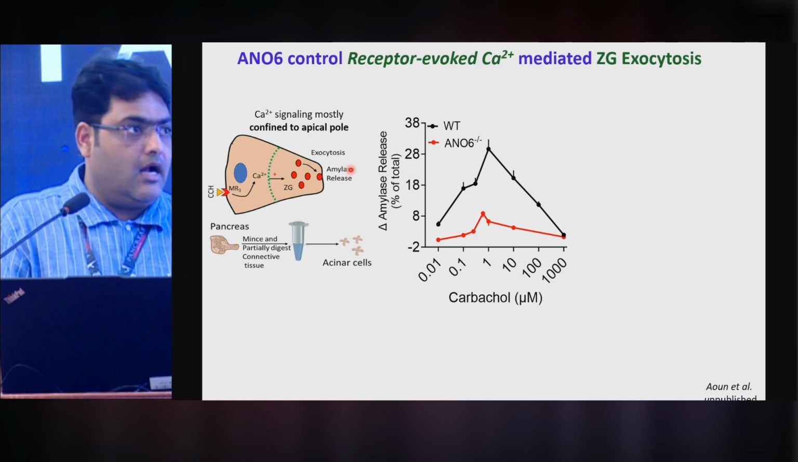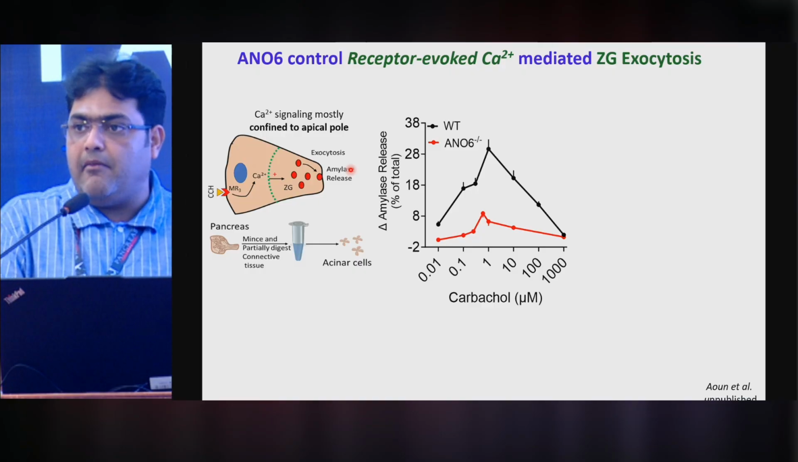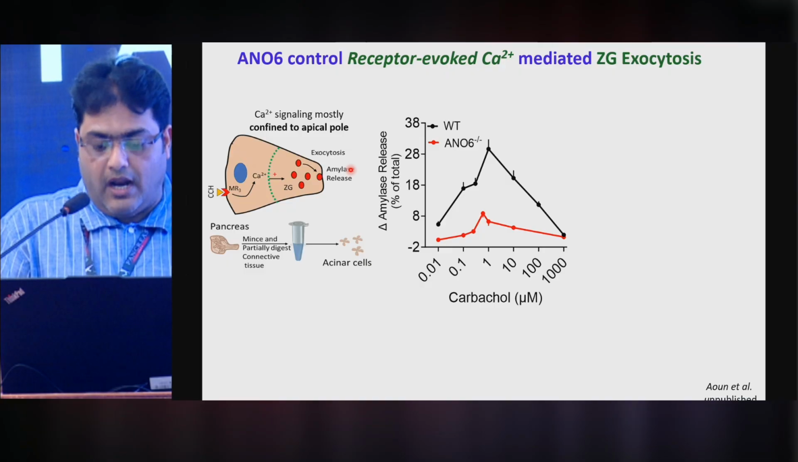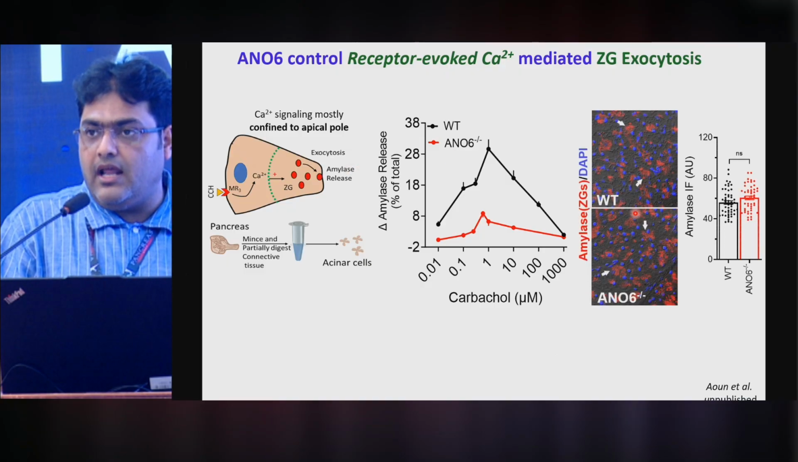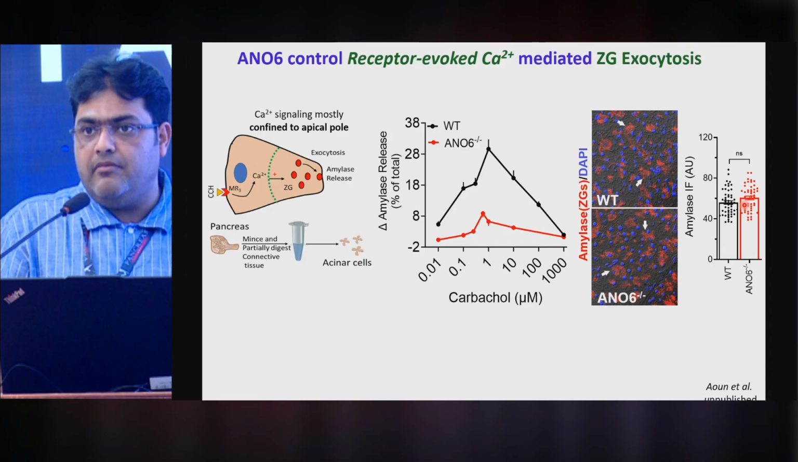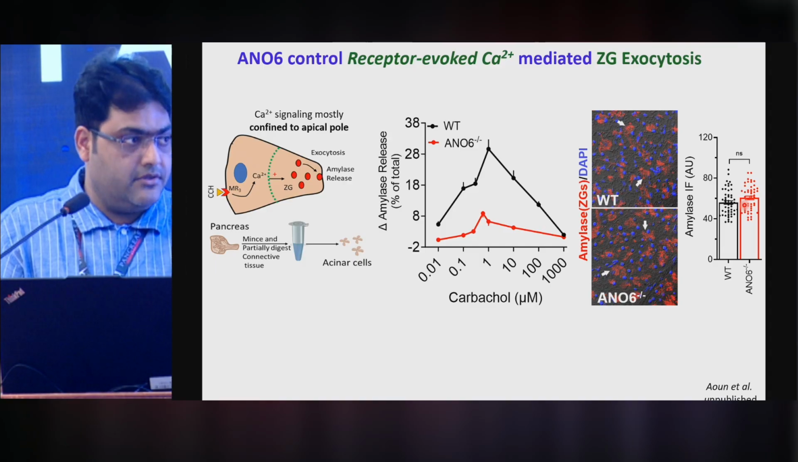So still you can argue that they may have an amylase synthesis problem, that's why they have lower amylase protein, that's why they are unable to secrete amylase. To nullify that point, I measured the total amylase, and you can see there is no problem in the amylase synthesis in these knockout mice. So the problem maybe comes from the exocytosis.